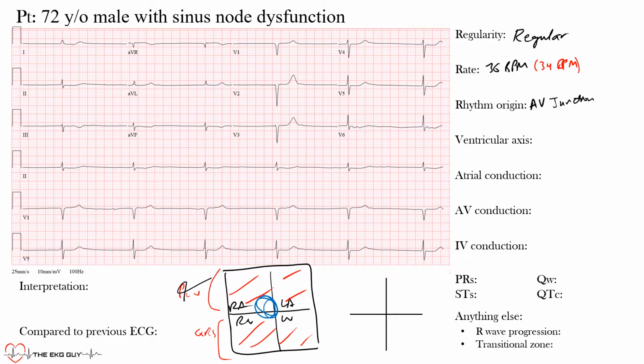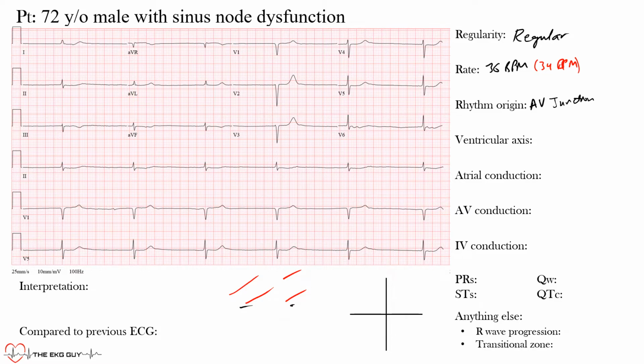Now let's find the ventricular axis. So let me just erase this here. The ventricular axis, and we're dealing with an adult patient, a 72-year-old male. So the normal ventricular axis that we use is between -30 and +110 degrees. This is all normal axis in this adult patient. This is considered over here left axis deviation in this region. This would be right axis deviation.